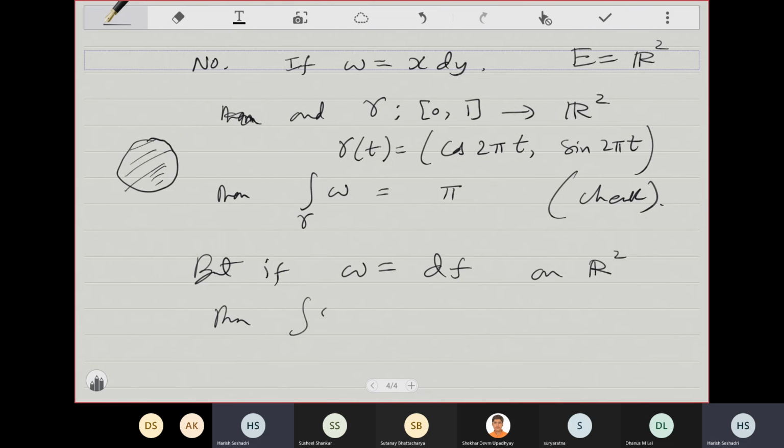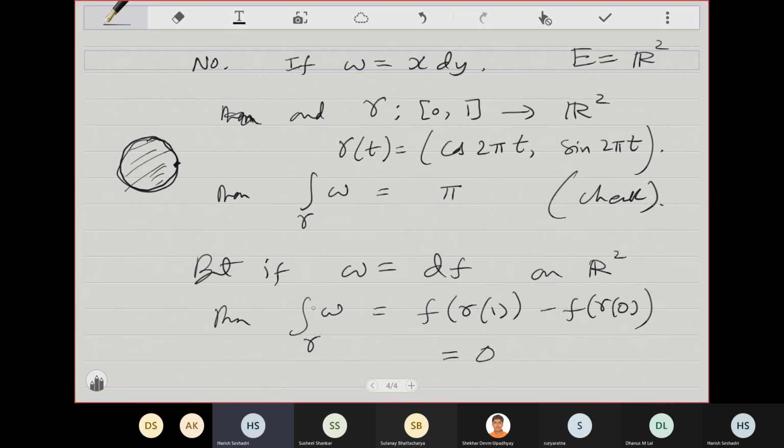Then the integral of omega over gamma is f of gamma 1 minus f of gamma 0, as we have seen just now, which would be 0 because this gamma is a closed curve. That's the main point here. That gamma starts at this point and comes back here. So if it were d of something, the integral of omega over gamma would be 0, while here explicit calculation shows that it's not 0. I think it is pi.